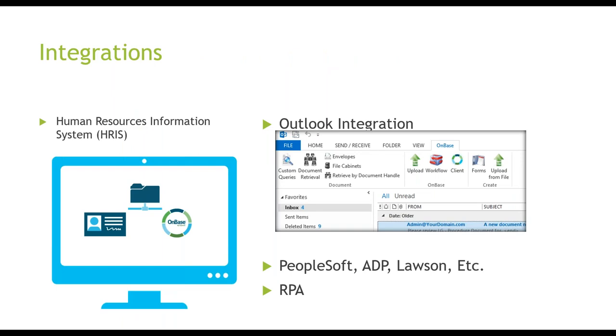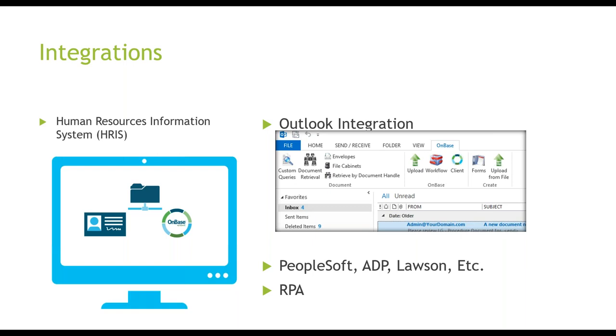We talk about different integrations with HRIS systems. Well, we talk about from an OnBase perspective, we can integrate easily out of Outlook. It's a native functionality that you can do and go forward and have OnBase be able to ingest emails, be able to get to your OnBase client from the Outlook client and do workflow all from right within Outlook.